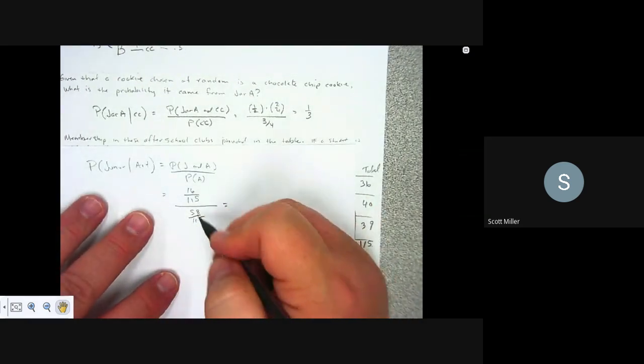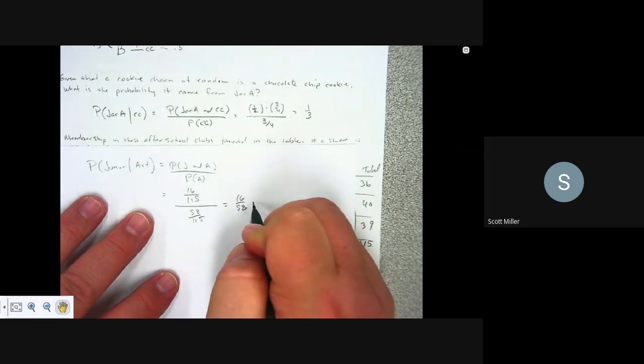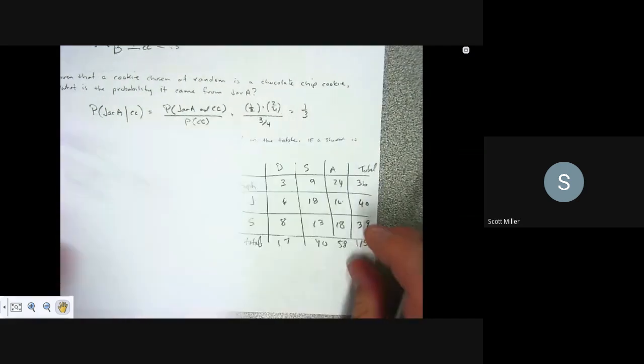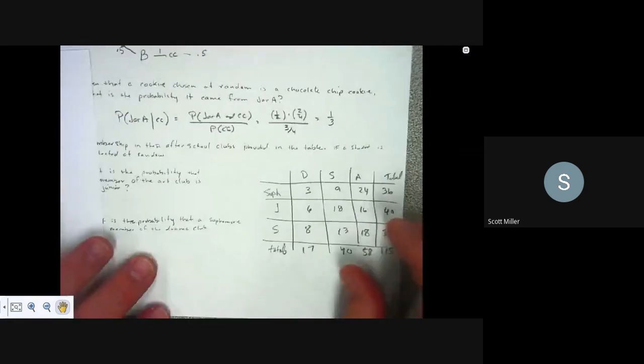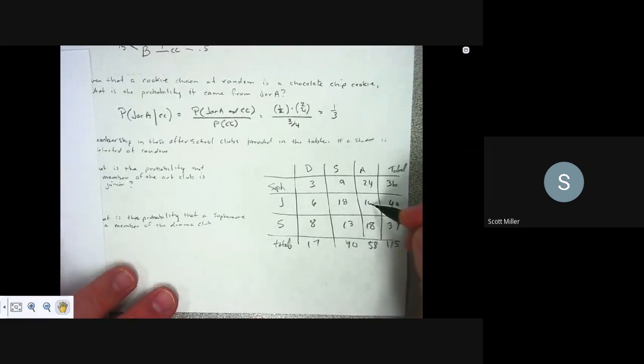And so if I flip the bottom and multiply and all that kind of stuff, there's my 16 over 58. And you can go right to that one. Make sure you always reduce your fractions to the lowest possible. So in other words, what's the probability that you're in art and a junior? That's 16 out of 58. So we could have gone directly there also.